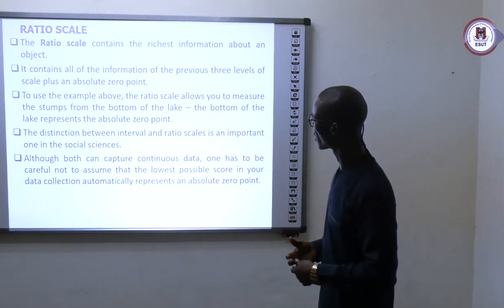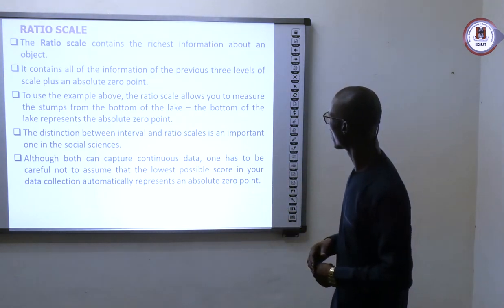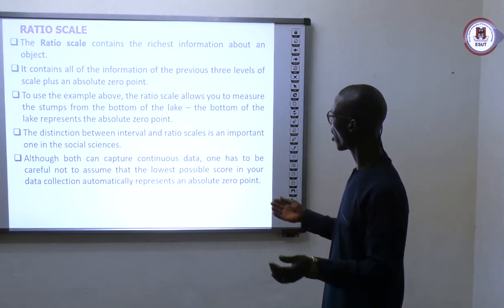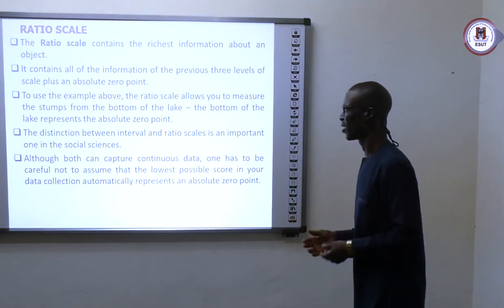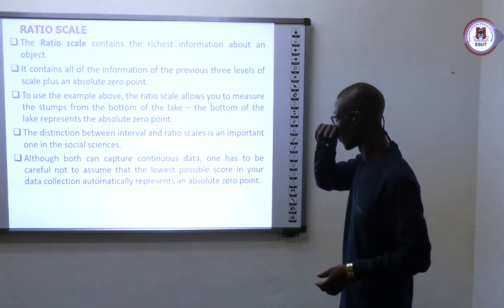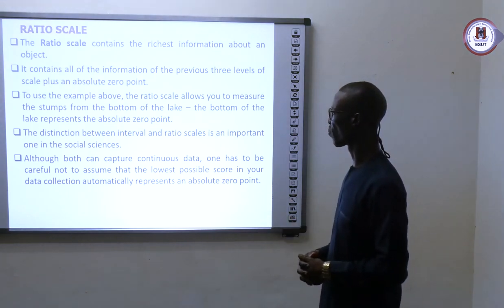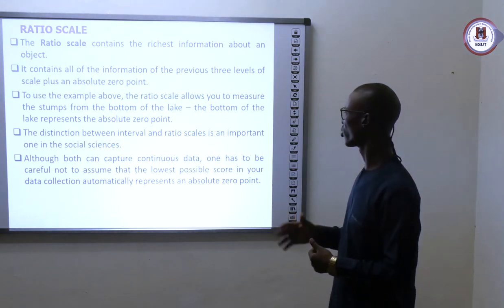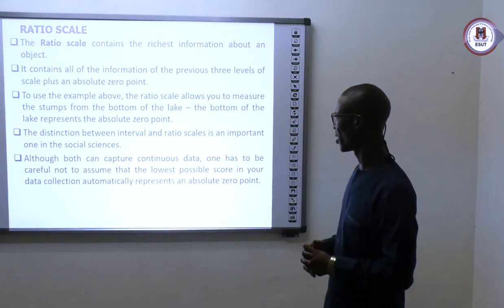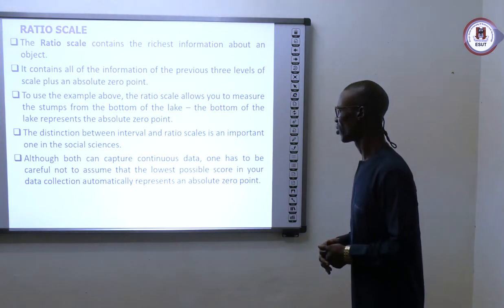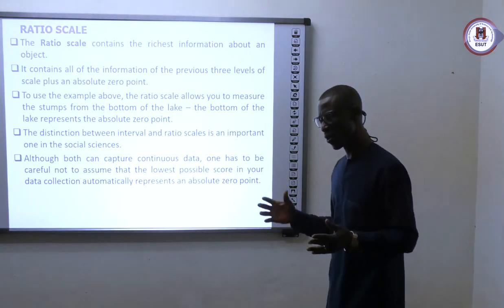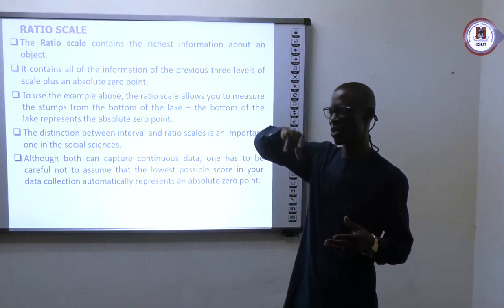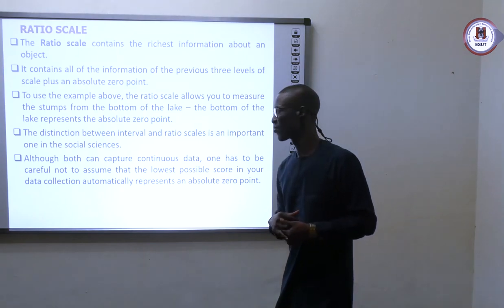So we have ratio data. Ratio data contain the richest information about an object or a phenomenon. It contains all the information of the previous three levels of scale plus an absolute 0 point. So ratio data allow you to measure, for example, the stump from the bottom of a lake. Ratio data helps you to measure the difference in changes of all these phenomena.